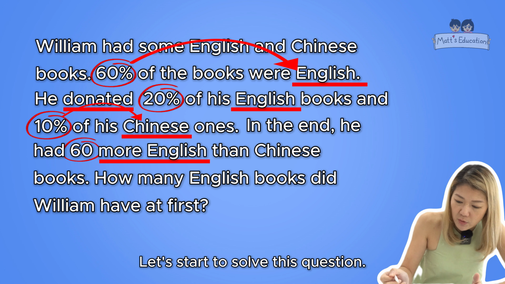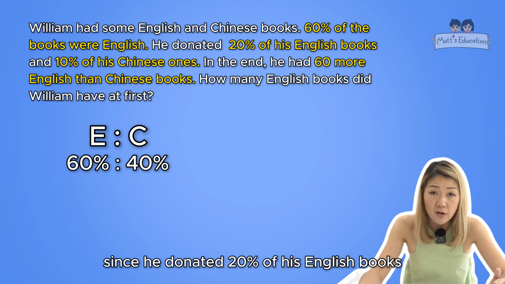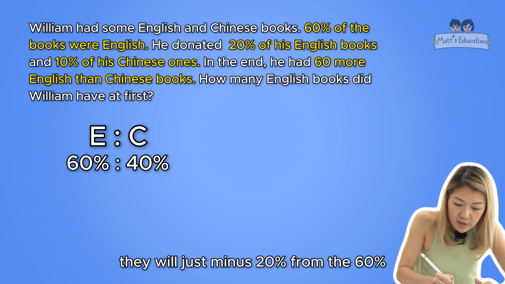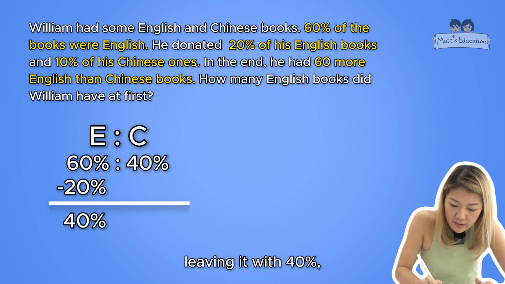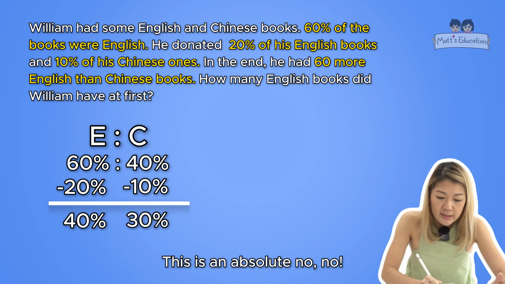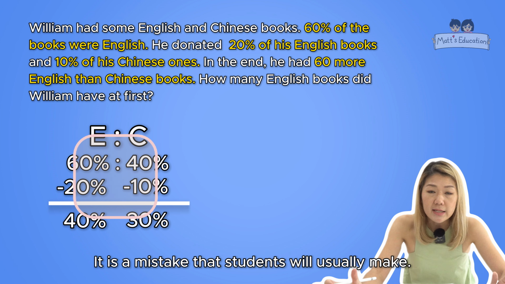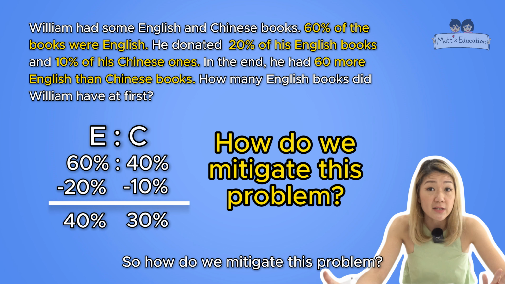Since 60% of the books were English, 40% will be the Chinese books. Here comes the mistake. What students will do is that since he donated 20% of his English books, they will just minus 20% from the 60%, leaving it with 40%, and do the same for the Chinese books. This is an absolute no-no. It is a mistake that students will usually make. So how do we mitigate this problem?